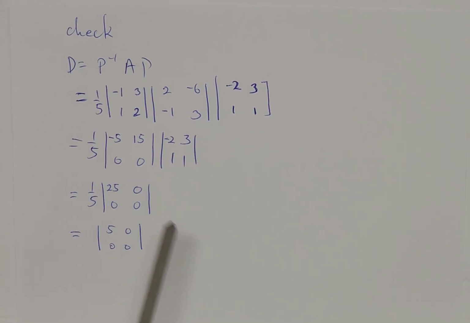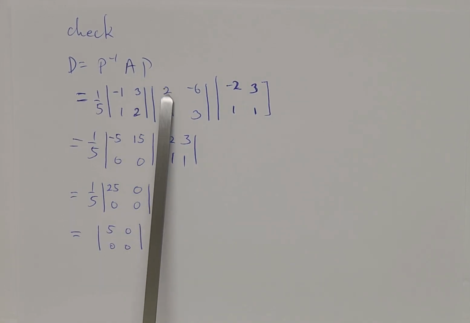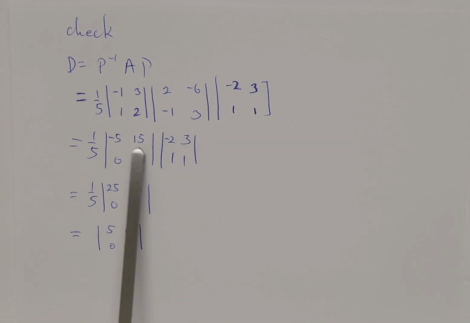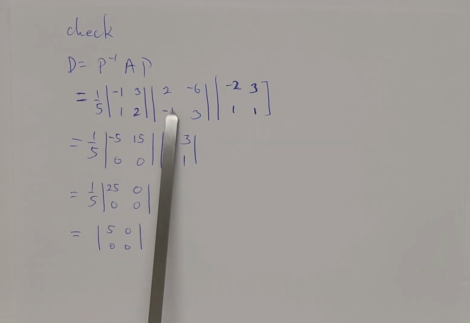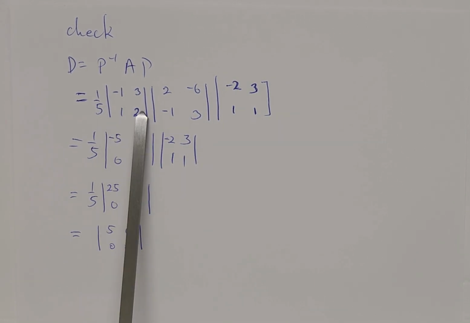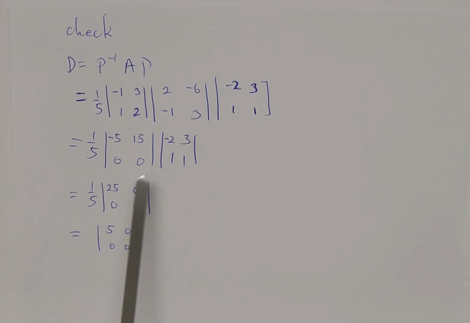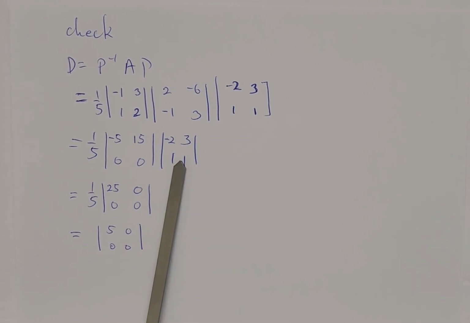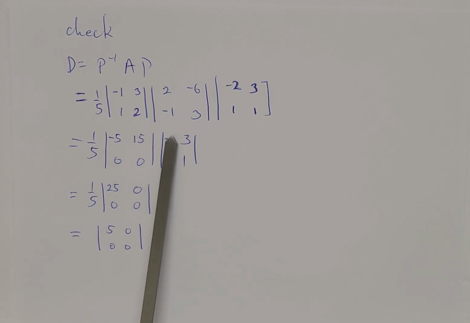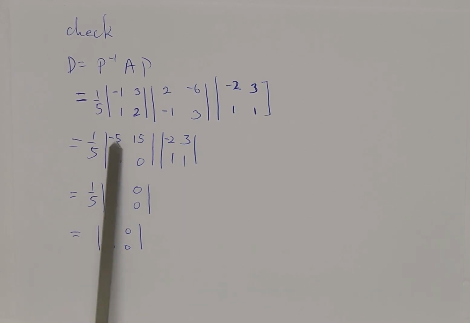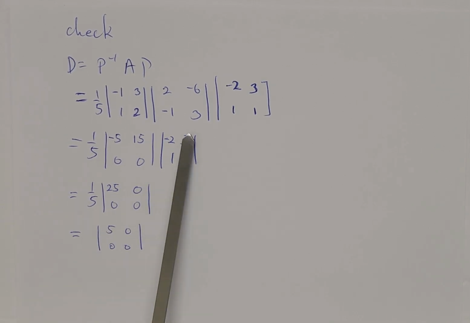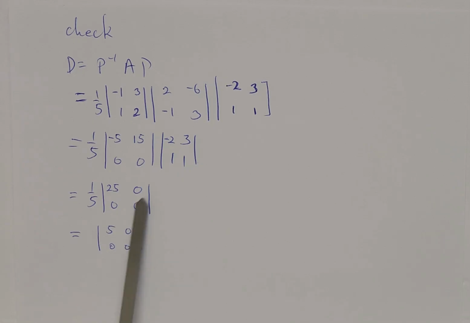And you just multiply it out. So this row times this column gives me negative 5. This row times this column gives me 15. This row times this column gives me 0. This row times this column gives me 0. Bring this matrix down and repeat the process again. This row times this column gives me 25. This row times this column gives me 0. This 0 times this column is 0. This row times this column is also 0.